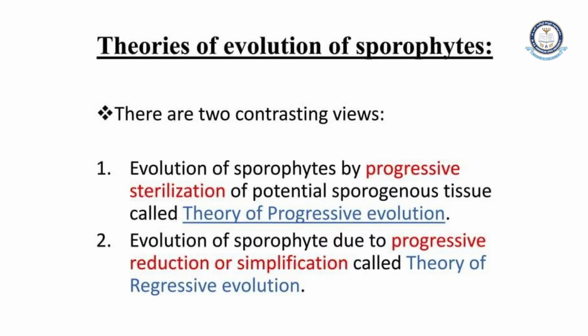What about this sporophyte? There are two contrasting views. One is the evolution of sporophyte by progressive sterilization of potential sporogenous tissue. This is called the progressive evolution theory. The second is the evolution of sporophyte due to progressive reduction or simplification, that is the theory of regressive evolution. These two theories are very important for the evolution of sporophytes.